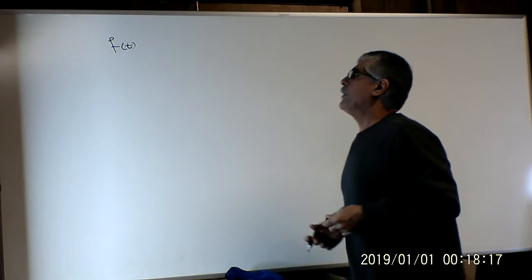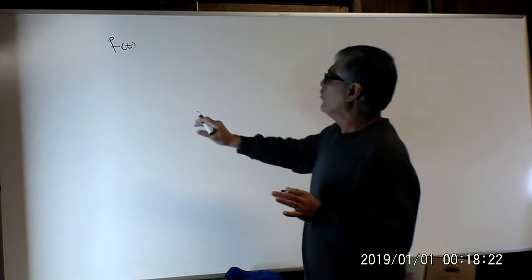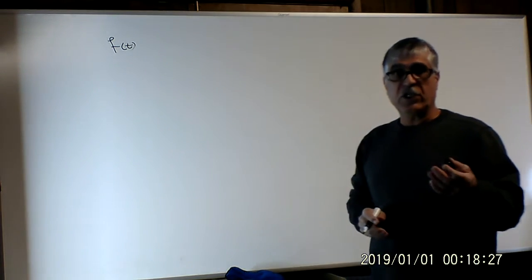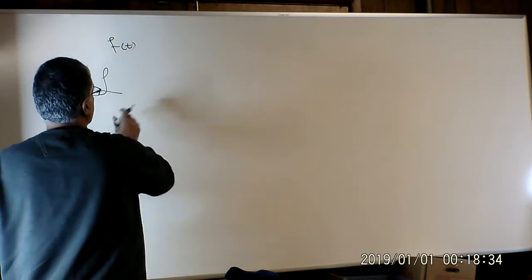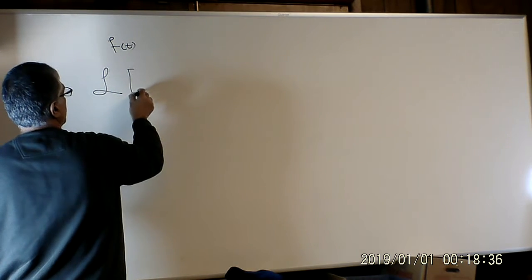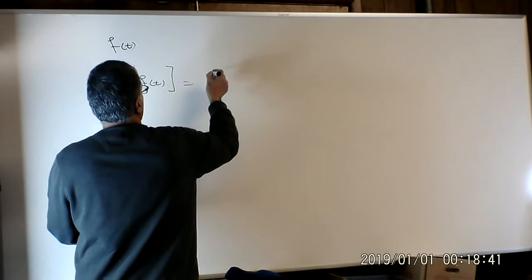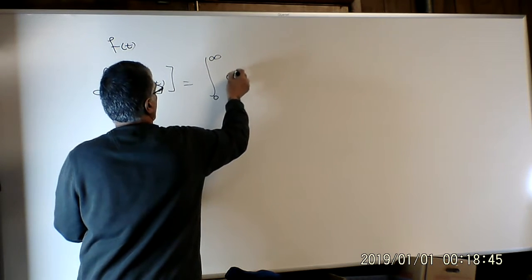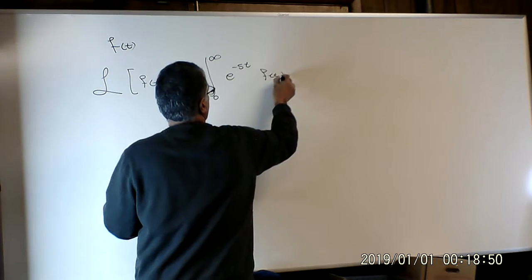So the first step is we use the Laplace transformation formula and we transform our function and variable into a new function with a new variable. Laplace transformation of f of t by definition is, this is the sign for Laplace transformation, Laplace of f of t is equal to the integration from 0 to infinity of e to power minus s t f of t dt.